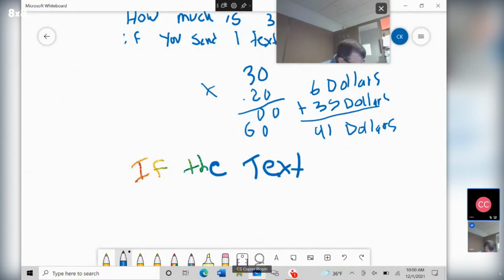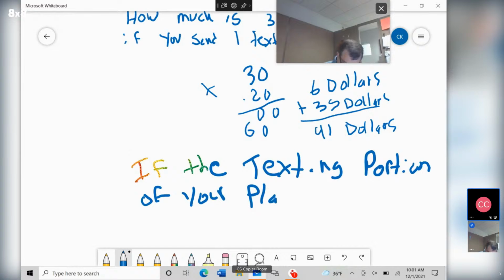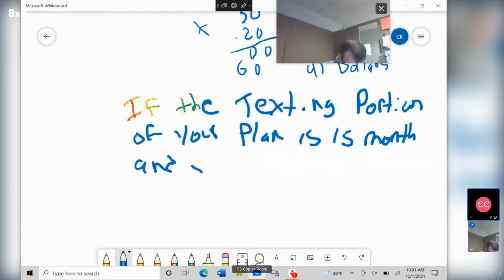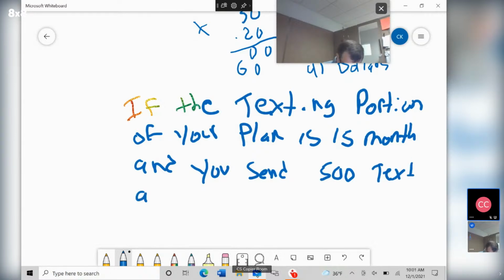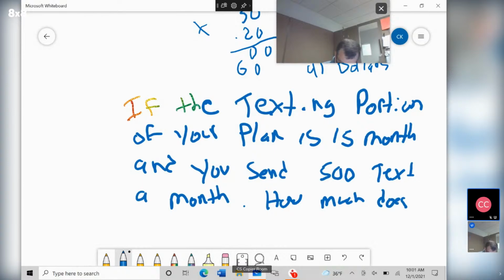If the texting portion of your plan is $15 a month, and you send 500 texts a month, how much does it cost per text? How much does it cost per text?